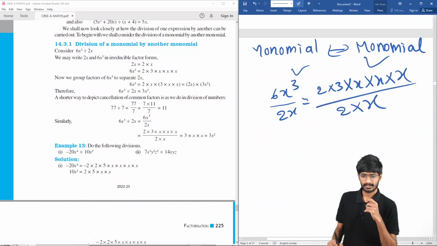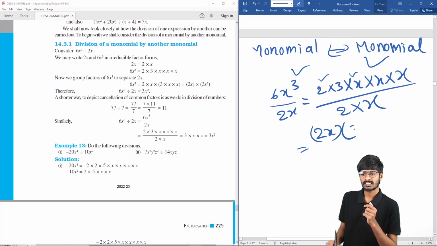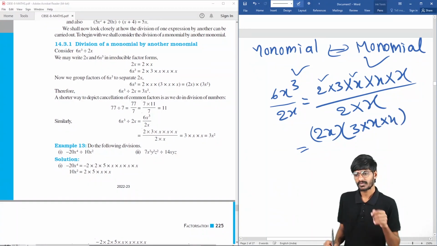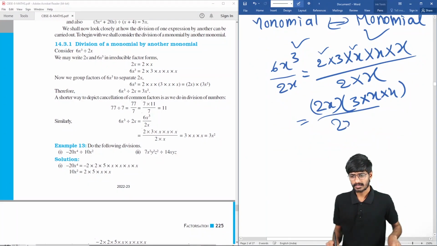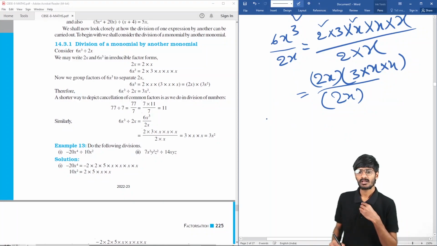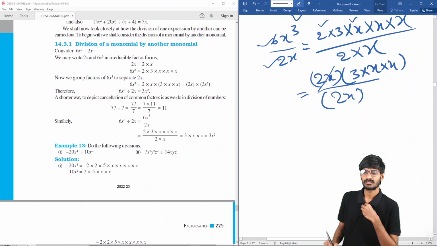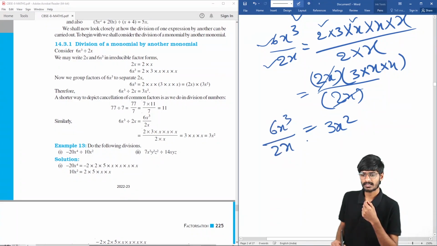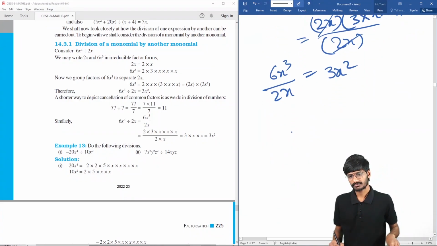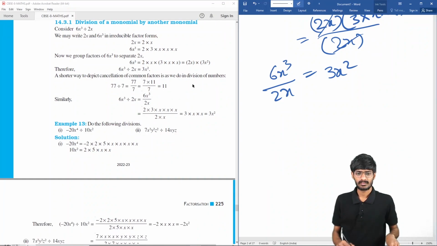So by dividing it, out of all these you can take 2x as common, and if you take 2x common, what is left is 3 into x, and in the denominator there is 2x. So if you divide both, these will be cancelled out, and what we are left with is 3x square. So 6x cube divided by 2x is equal to 3x square. Okay, students.